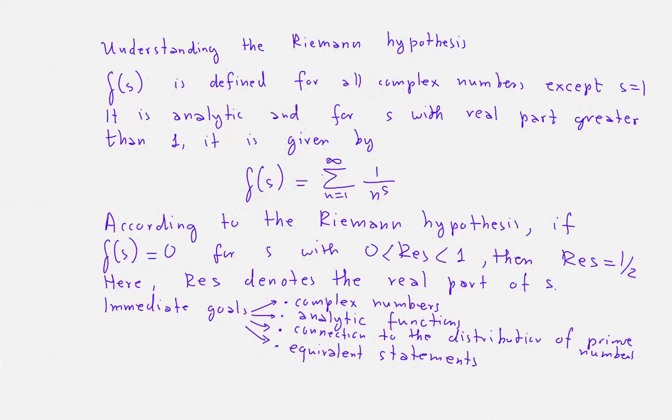We would like to introduce the project on the Riemann hypothesis. The goal of the project is to understand the Riemann hypothesis. And in order to do so, we need to talk about the function zeta. Zeta is a function of one complex variable.